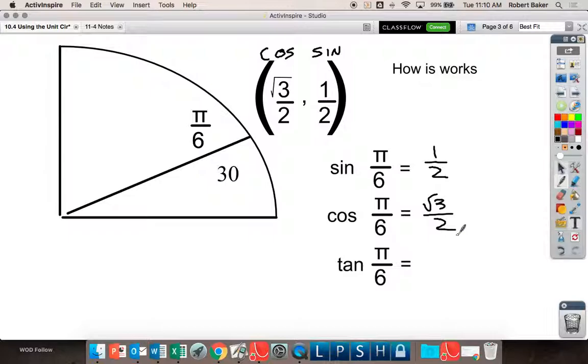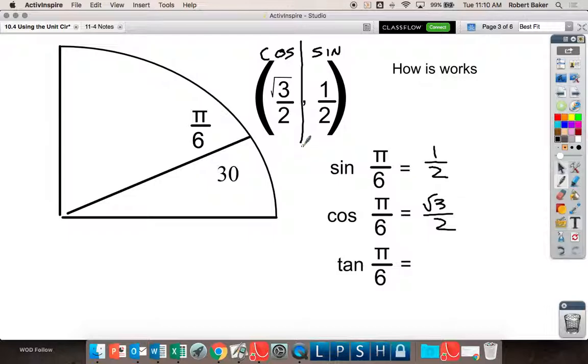Guys, that is the complexity of what I'm trying to teach you today. The only thing that you have to remember is it goes cosine, sine. So cosine is your x value, sine is your y value. That's why I wrote it like this. Any confusion, anything I can clarify?